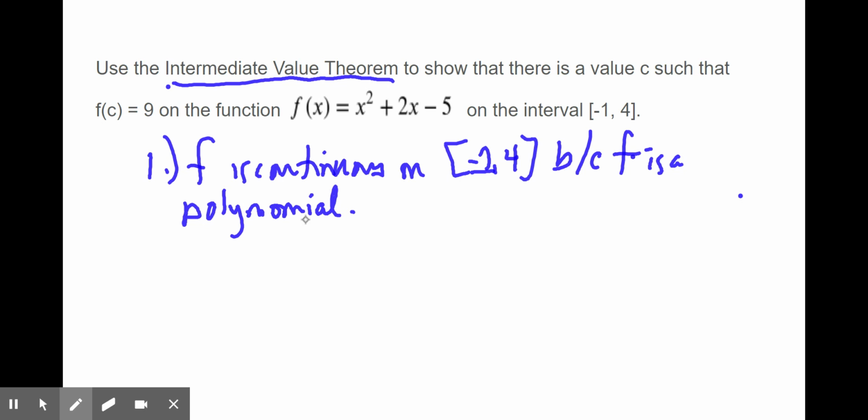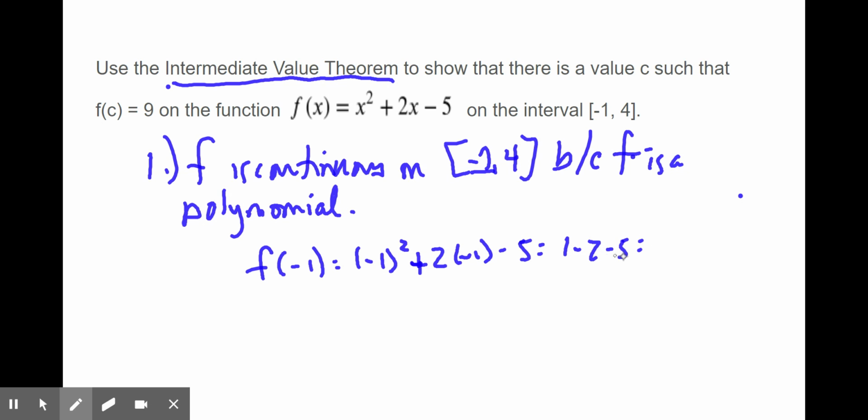All right, now, next step. What do I need to do? I need to establish where my endpoints are. So f of -1 is going to be (-1) squared plus 2 times -1 minus 5. We got 1 minus 2 minus 5, which is negative 6. And then we have f of 4, which is going to be 4 squared plus 2 times 4 minus 5, which is going to be 16 and 8 is 24. 24 minus 5 is 19.